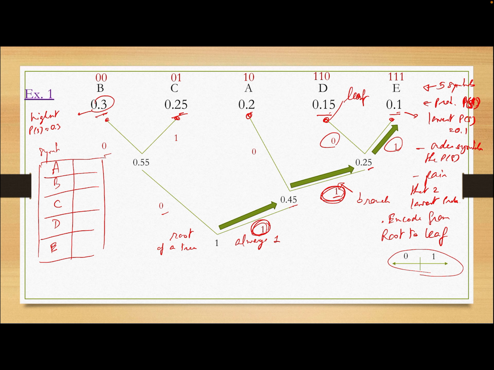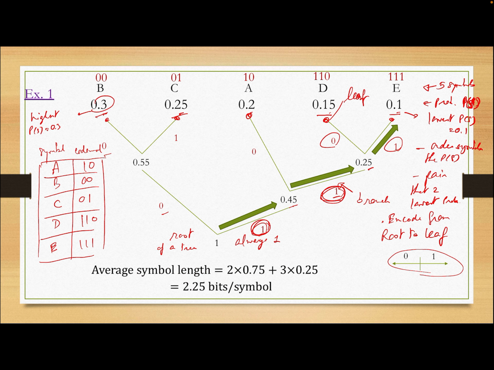Now you have the code words like this. This is the alphabet or symbol, and this is the code word. The code words are: A is 1, 0; B is 0, 0; C is 0, 1; D is 1, 1, 0; E is 1, 1, 1. Then you find the average length, because this one has minimum average length code, right? So we want to check what the average length is and how much we save by using Huffman coding instead of no compression.